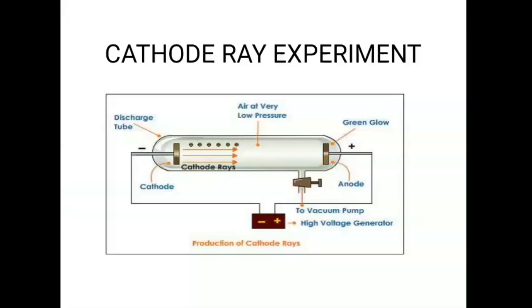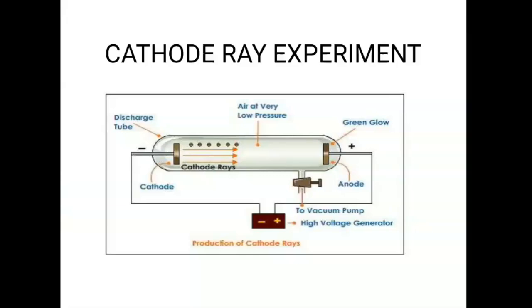So this experiment simply showed that fluorescence is due to the bombardment of the glass wall of the tube by the rays which were generated at the cathode. Since the rays were generated at the cathode, these rays were called cathode rays. So what was the origin of cathode rays? How were these radiations generated?